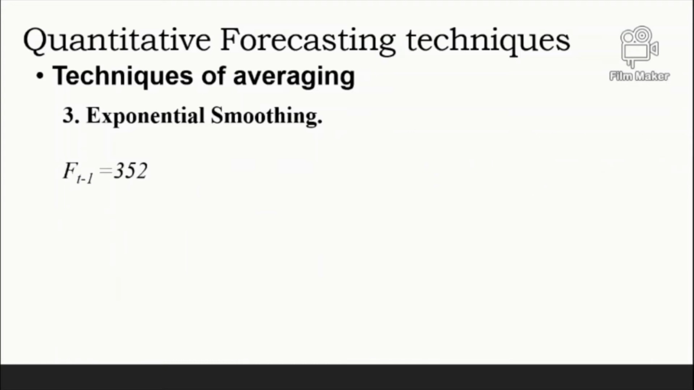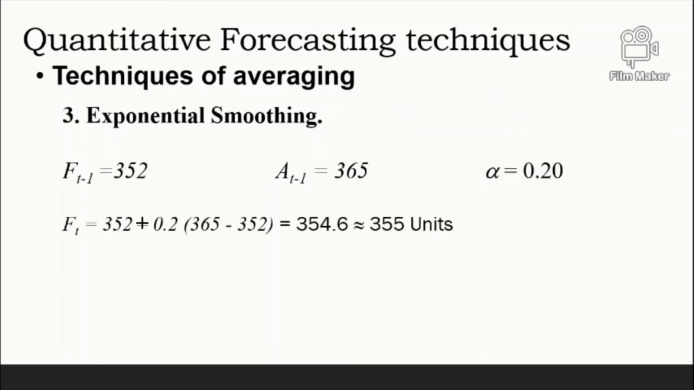Here is an example for the smoothing average. Suppose the previous forecast was 352 units, actual demand was 365 units, and alpha equals 0.2. The new forecast would be computed as follows. FT equals 352 plus 0.2 multiplied by 365 minus 352, equal 354.6, which is approximately equal to 355 units.